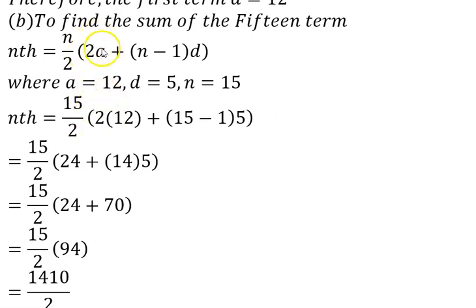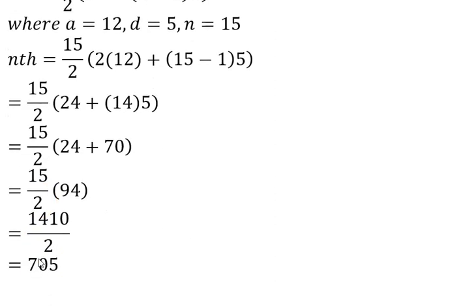We have our 2 here, our a is 12 here, our n is 15 here, our d is 5. Just say 2 times 12 will give us 24. 15 minus 1 will give us 14. So 14 times 5 will give us what? 70. Our 24 is here already. Just say 24 plus 70 will give us 94. All we need to do is to say 94 times 15 will give us 1410. We have our 2 here already. So 1410 divided by 2 will give us 705. That is the sum of the 15th term.